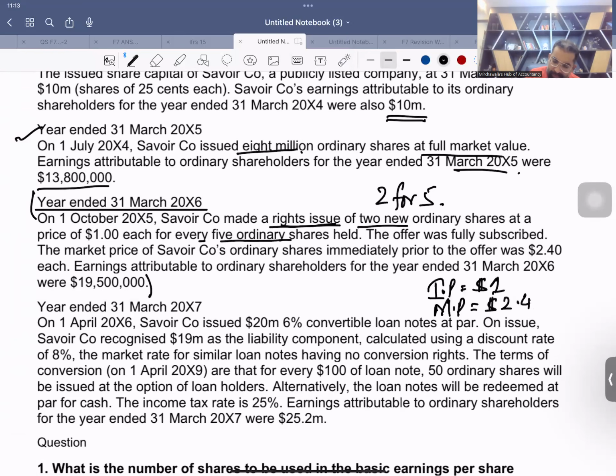Now, hope you remember my lectures. Hope you remember I used to say this dialogue a lot: in every rights issue, there are 2 issues. In every rights issue, there is a bonus issue.